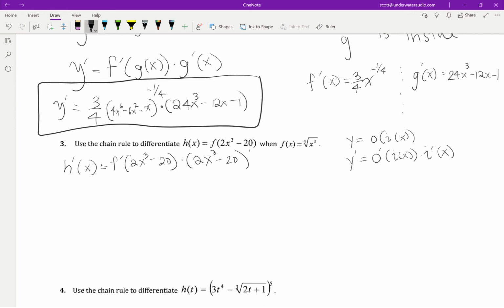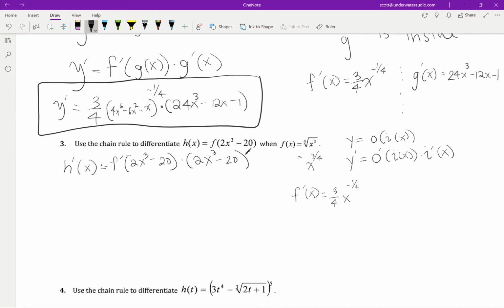And I forgot to put the derivative symbol, right? Because I need the derivative of the outside with the inside plugged back in, and then multiplied by the derivative of the inside. Okay, so, oh, and f of x, this is like what we had before. This is the same thing as x to the 3 over 4. So f prime of x, which we're going to need, right, if we're going to do this, is 3/4 x to the negative 1/4. Like 3/4 minus 1 is minus 1/4.